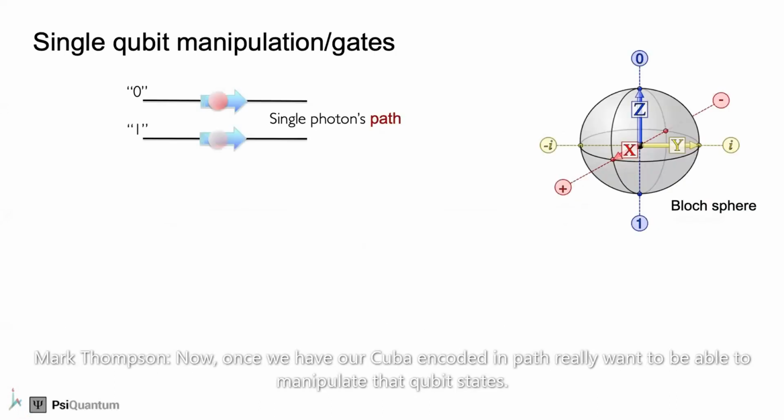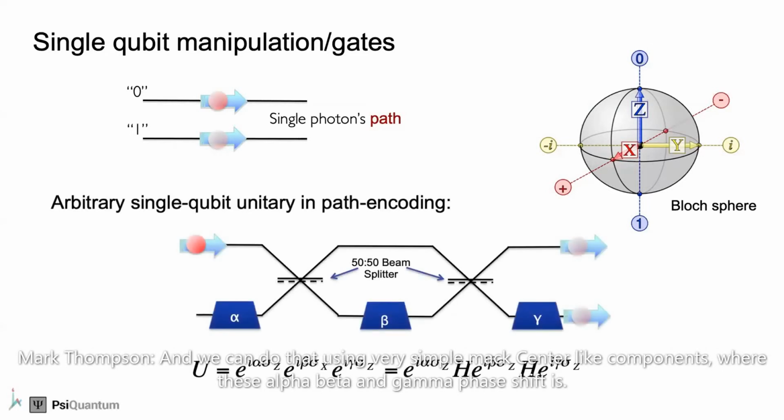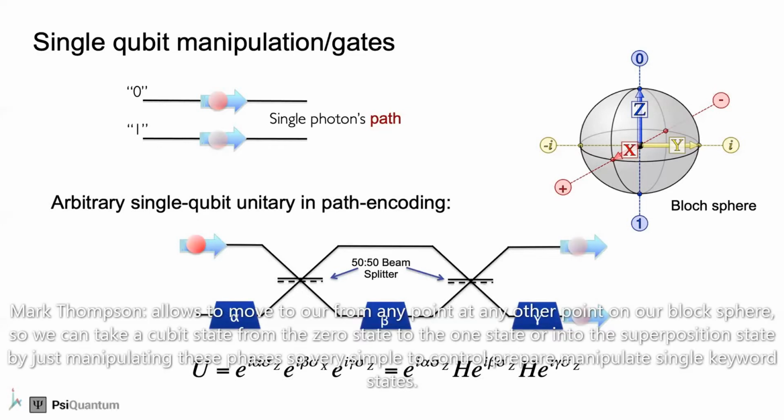Now, once we have our qubit encoded in path, we then want to be able to manipulate that qubit state. And we can do that using very simple Mach-Zehnder-like components, where these alpha, beta, and gamma phase shifters allow us to move from any point to any other point on our Bloch sphere. So we can take a qubit state from the 0 state to the 1 state or into the superposition state by just manipulating these phases. So very simple to control, prepare, and manipulate single qubit states.